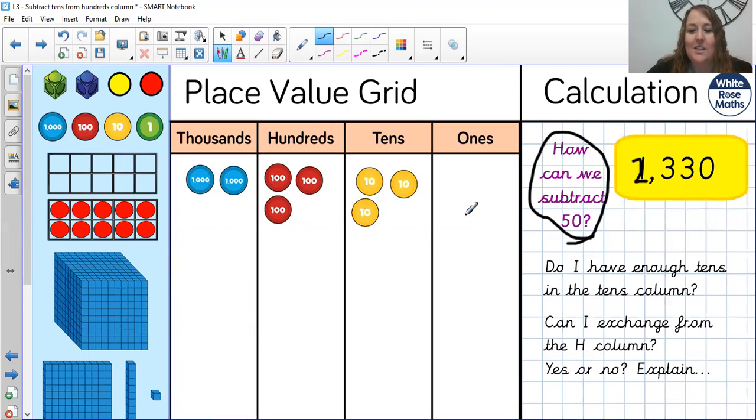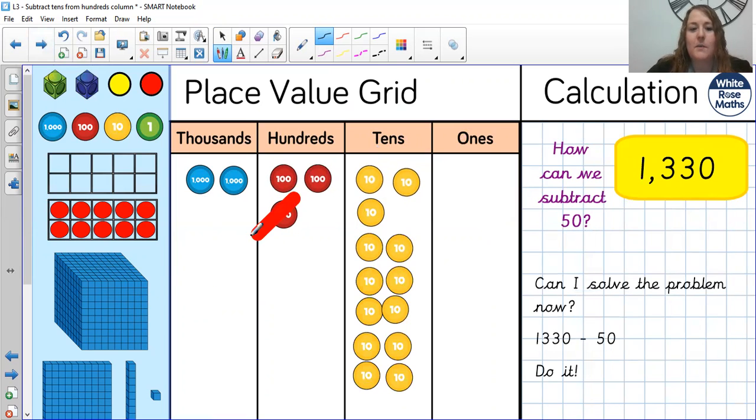Have a look in the tens column. Do I have enough tens at the moment? There are 3 tens in here and I need to subtract 50, which is 5 tens. No, there aren't enough in there at the moment. So the question we have to ask ourselves is, can we exchange from the hundreds column? Yes or no? Lovely. Hopefully you're saying yes, of course we can.